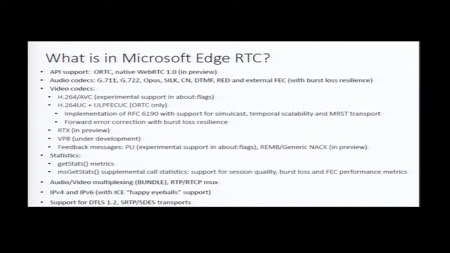For stats, we have something very similar to the stats model in the stats spec, but in ORTC, the stats hang off the objects, so you have to retrieve them in a little bit different way. We also have some very detailed supplemental call statistics, which include a lot of additional stuff related to burst loss and forward error correction effectiveness. And then the usual kind of multiplexing features, bundle, RTP, RTCP mux.